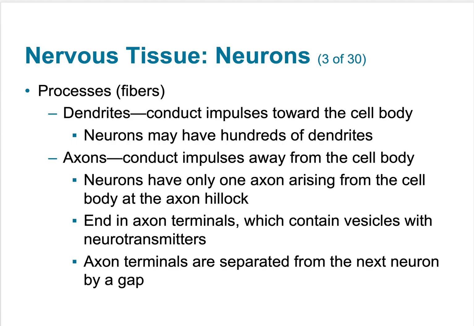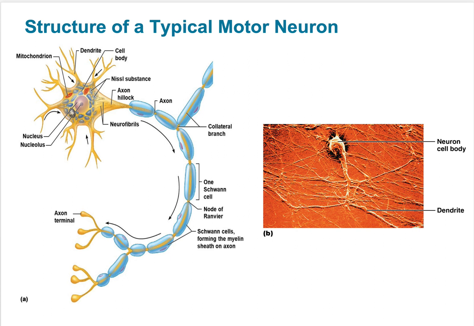Okay, but the processes that hang off, the dendrites, conduct impulses towards the cell body. Neurons can have hundreds of them, and you can see that here. If you look at the arrows, you can follow them. You can see that nerve impulses are going to come in this direction. So they actually come in through the dendrites this way. And then they leave this direction, and they're going to go out the axon, and that's what these arrows are showing you. This is the direction of nerve impulses.